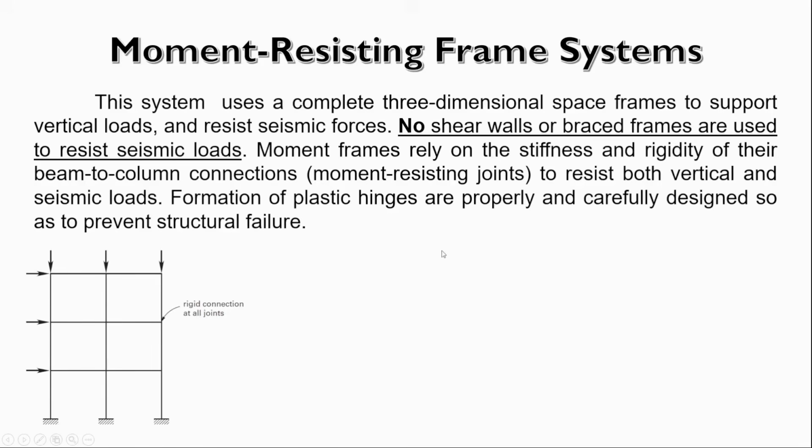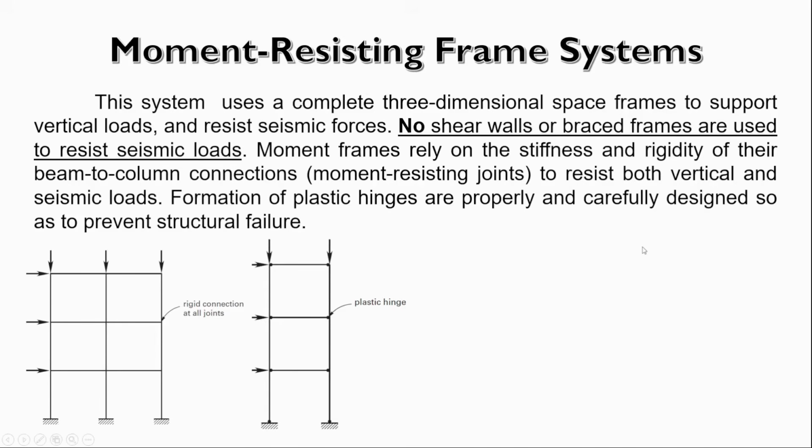So let's see illustrations here. As you can see here, moment resisting frame systems rely on rigid connections. And as you can see, at all these joints or connections, there will be formation of plastic hinges soon. So we need to design properly and carefully such that plastic hinges shall not form, because remember, moment resisting frame systems have no shear walls or brace frames to resist seismic loads. And as you can see, moment resisting frame systems have a higher overstrength factor compared to the building frame system or bearing wall systems.